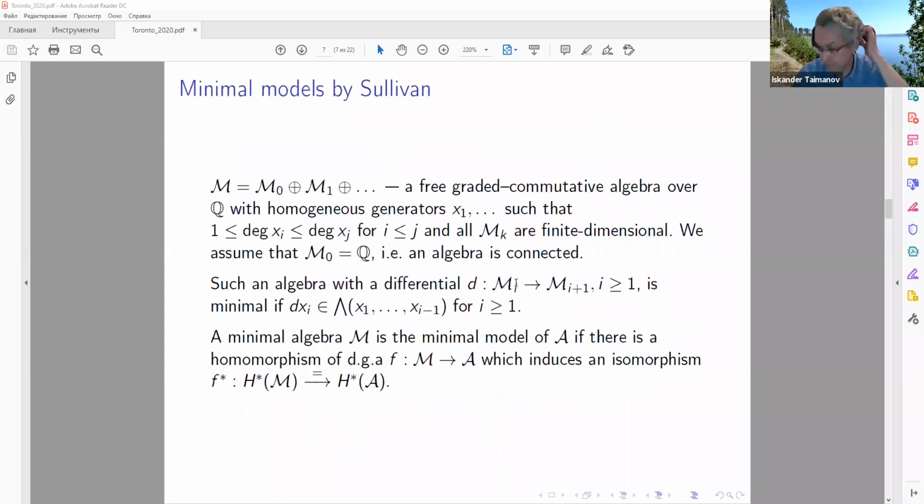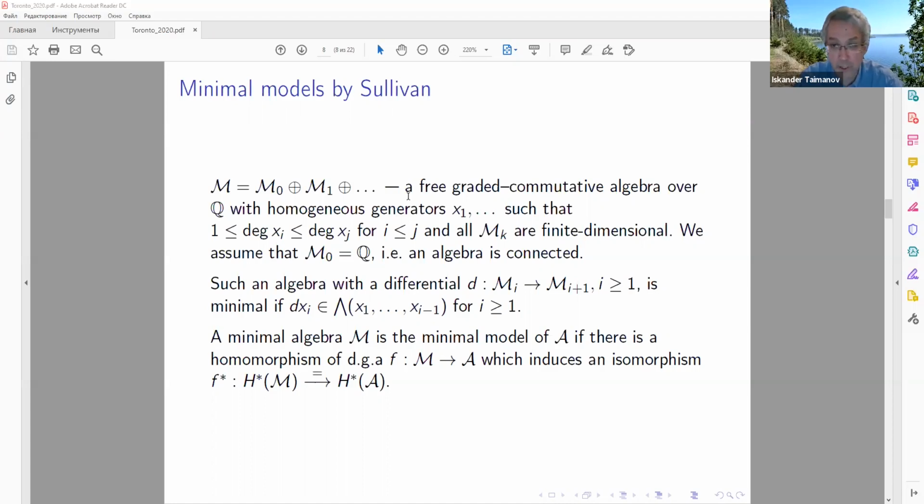And now we are coming to another point of view. So let's forget for a minute about holonomy, and remind what the minimal models by Sullivan are. Let's take a graded commutative algebra over the rationals with homogeneous generators x1, x2, and so on. That's probably infinitely many, but such that all homogeneous subspaces M1, M2 are finite dimensional. We assume that the algebra is connected, so M0 is just the rationals, and the multiplication by elements of M0 is just the multiplication by elements of the rational field of coefficients.